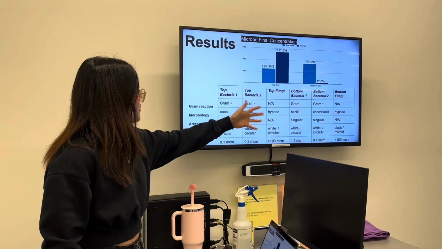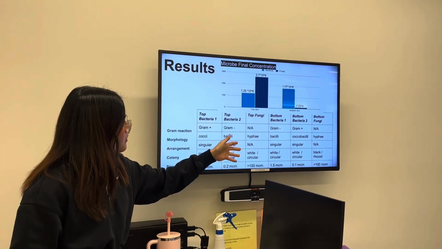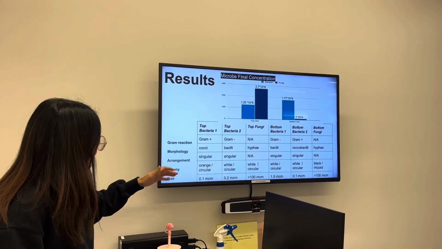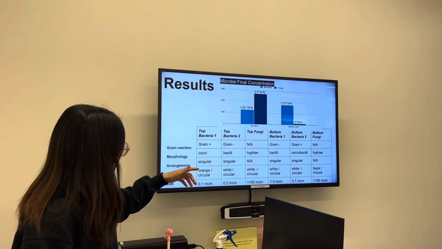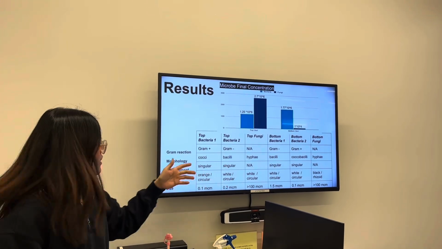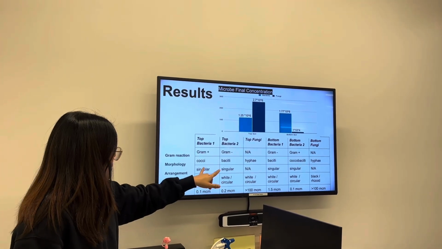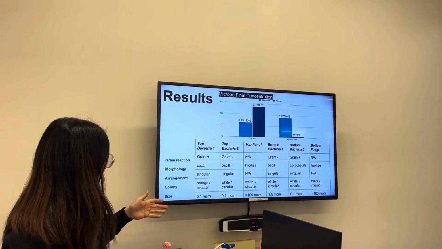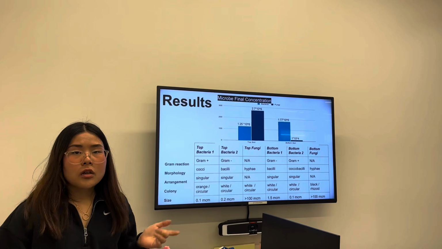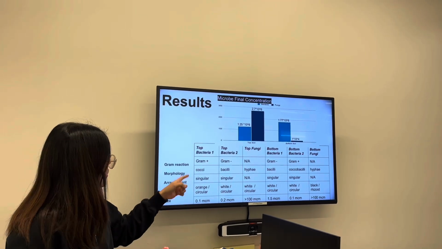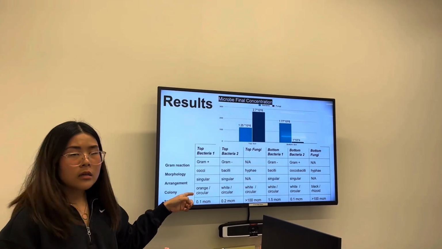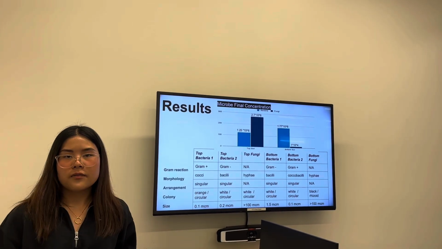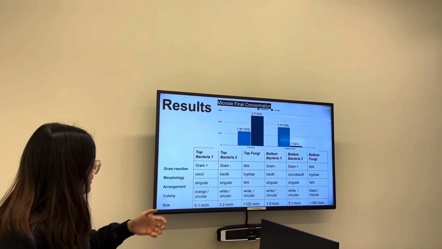We have the differences between the top bacteria, top fungi, bottom bacteria, and bottom fungi. For the top bacteria, we have gram positive and negative, and the morphology is different. It's cocci and bacilli, and we see the colonies on the plate. The top bacteria 1 is orange circular, and the top bacteria 2 is white circular. So it's different, definitely different species.